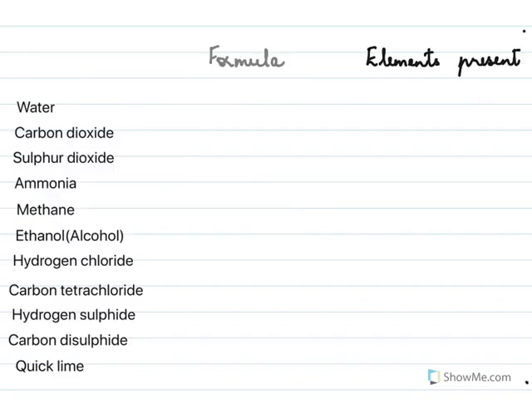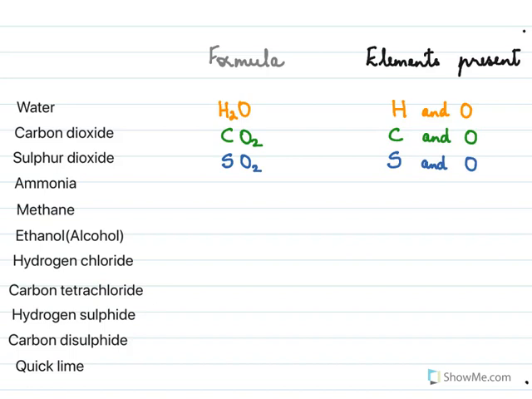In this list of compounds, let's write the formula and the elements present in each. Like water, the formula for water is H2O, and the elements present are hydrogen and oxygen. Next is carbon dioxide, CO2 is the formula. Elements present are carbon and oxygen. Sulfur dioxide is next. So SO2 is sulfur dioxide. Elements present: sulfur and oxygen.